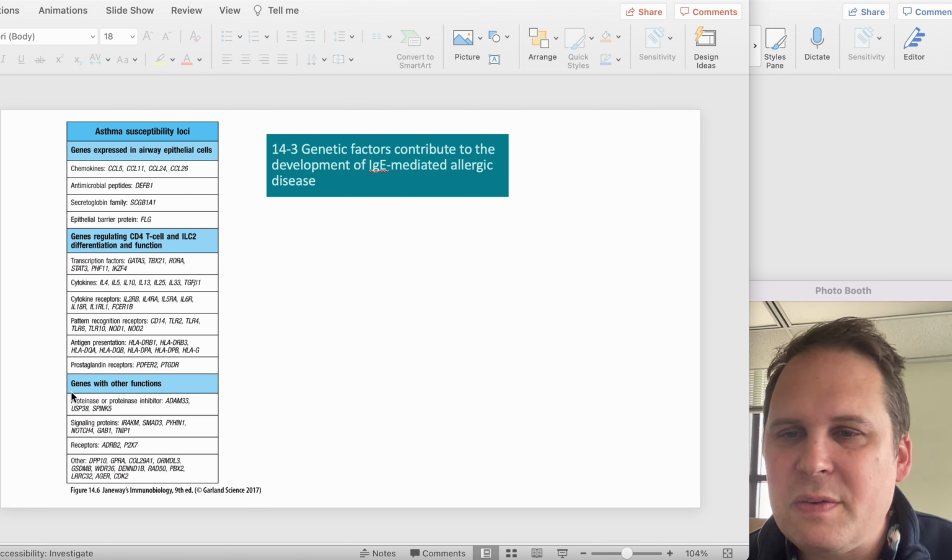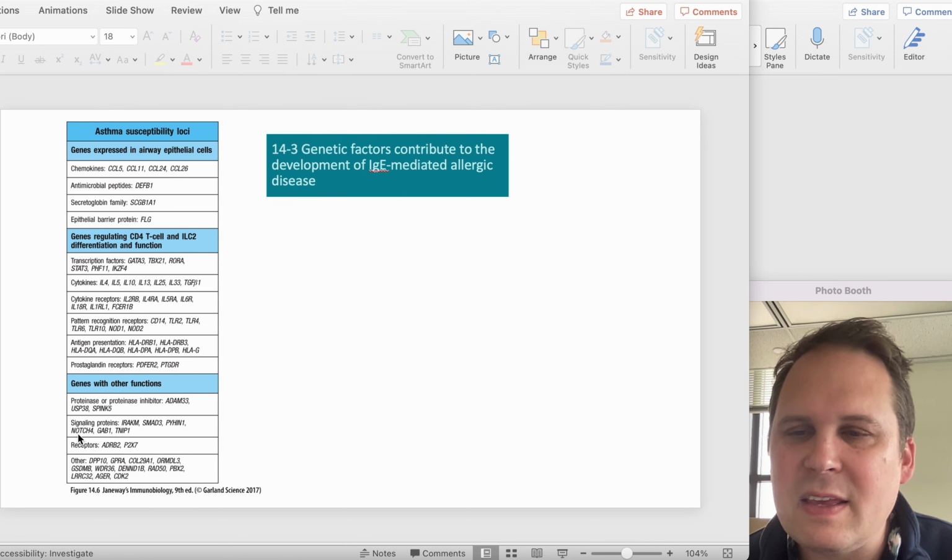If we get on here to genes with other functions, you'll see just a whole bunch of other things involved in signaling. So Notch is a big surface signaling pathway.